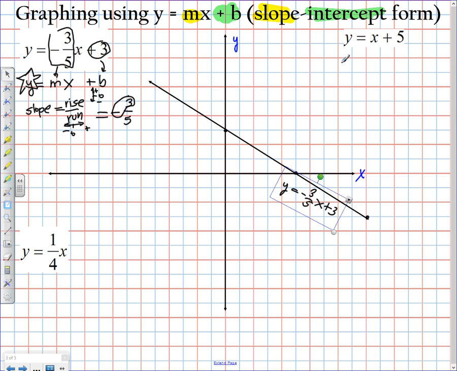Equation number two, right underneath, I'm going to write y is equal to mx plus b.